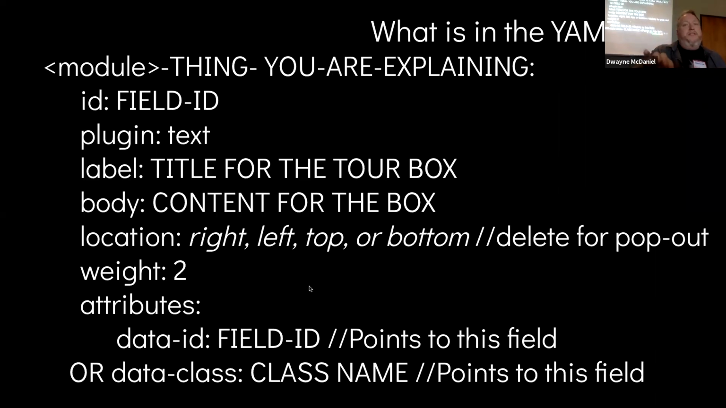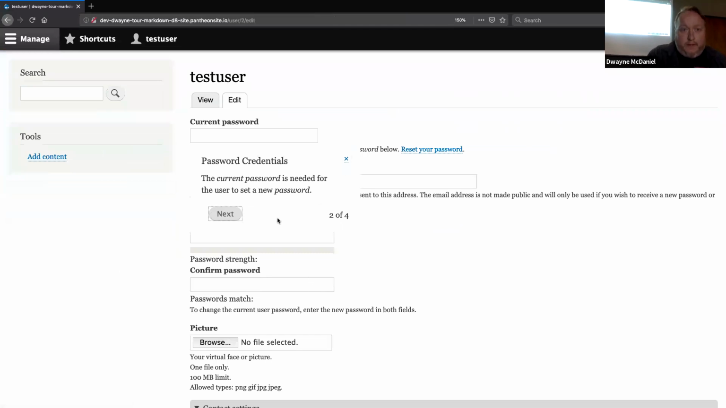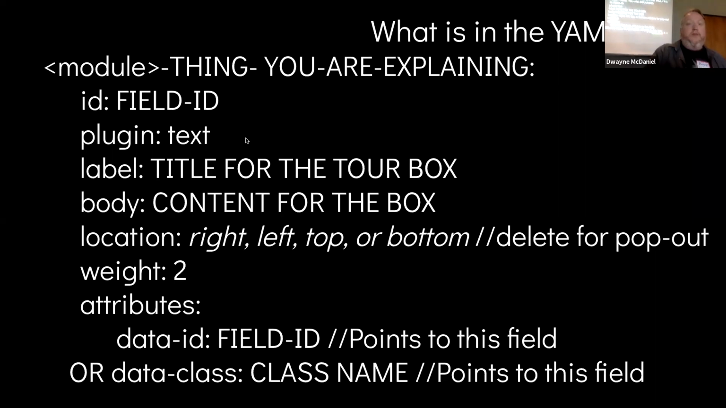Second one, all the stuff's the same, like ID, plugin, label, body. Then we got location. Where does this actually appear in relation to the element it's pointing to? So for this next one, credential password, I have this below where the current password sits. You do left, right, top, bottom. Those are the 4 you got. And if you don't have a location, it's like, I just want a modal to pop out on the screen without doing anything. Just hanging out. Weight, of course, what order it appears in.